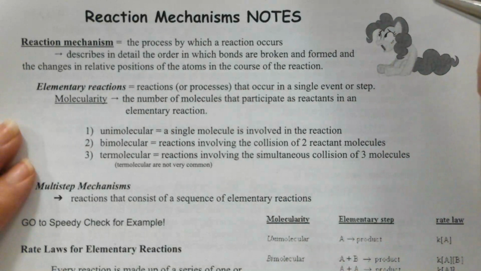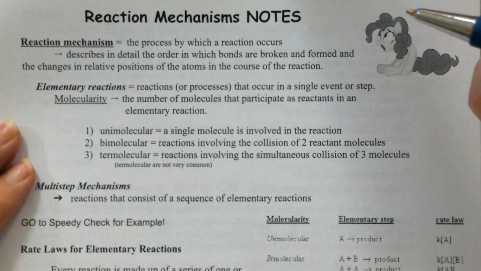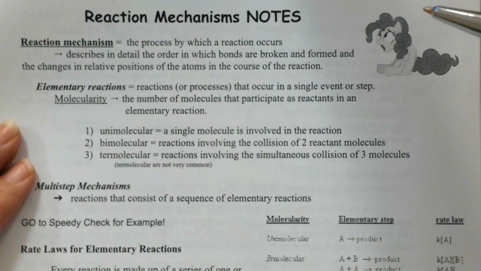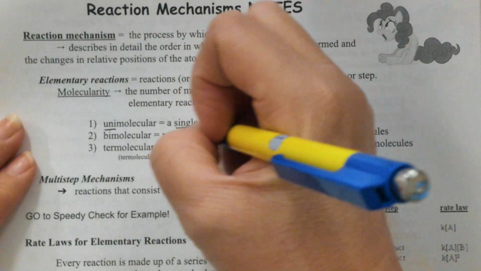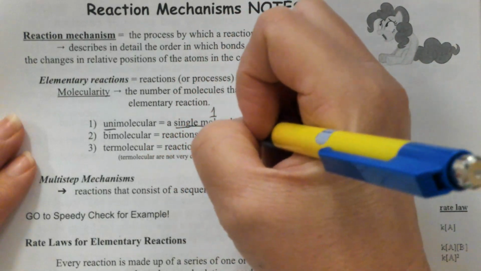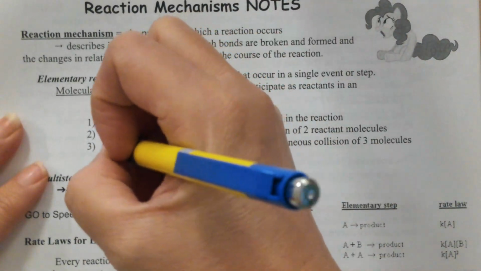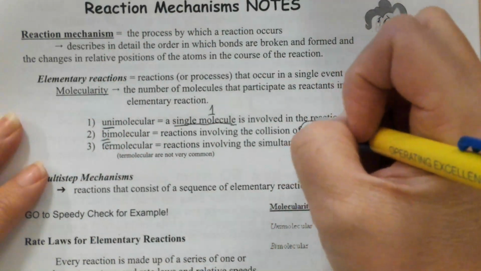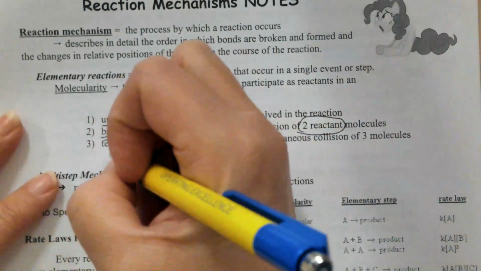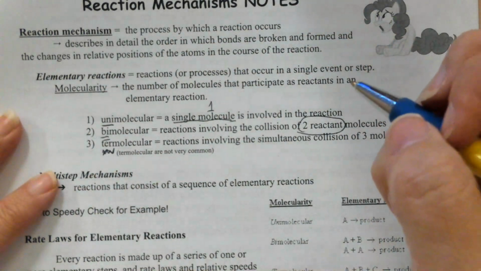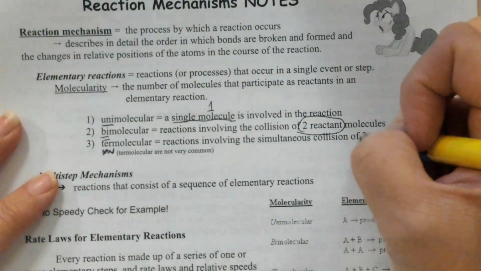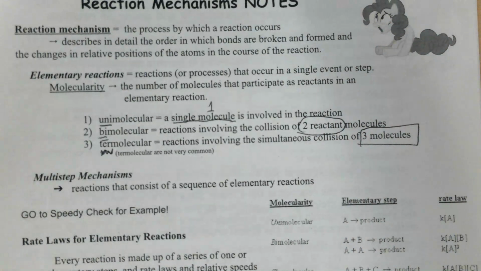Okay. Molecularity is something we're going to talk about, and that is just the number of molecules that participate as reactants in an elementary reaction. It is not tough, guys. It is unimolecular if there's just one single molecule, and you are looking at coefficients, so we'll talk about that in a sec. Bi is obviously 2 reactants, and termolecular is when you have 3. Most of the time we don't go too far beyond that, but that's what we're going to look at this time.